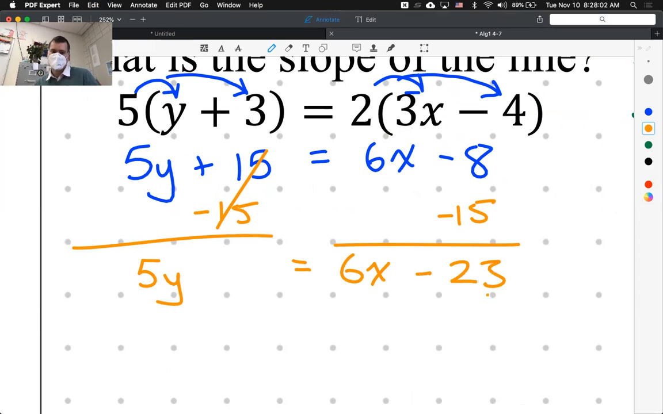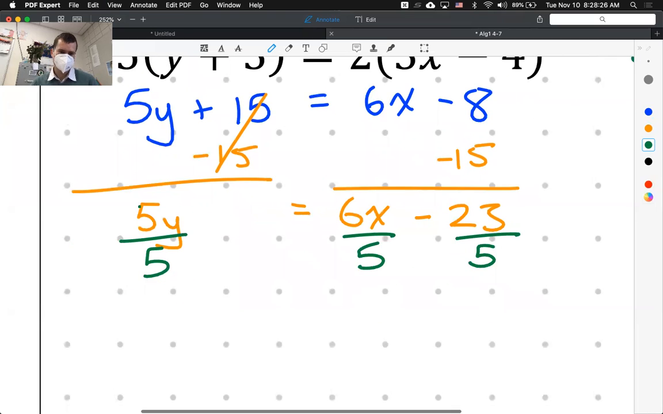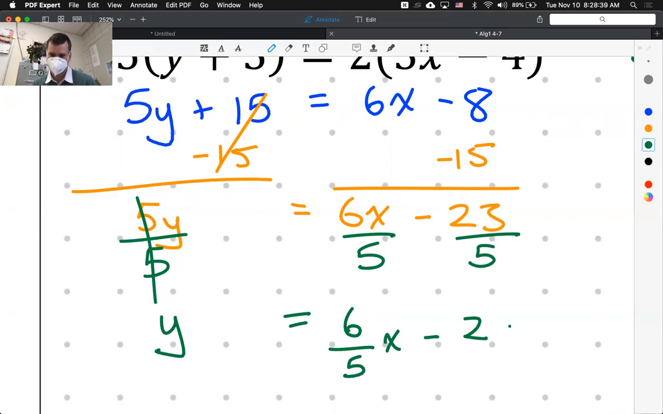Now I need to solve for y. What do I need to do to both sides? Yep, divide by 5. So let's do that. Divide every single term here by 5. And you get y is equal to what? You can just leave it as fractions. I'm just going to write 6/5 x minus 23/5.